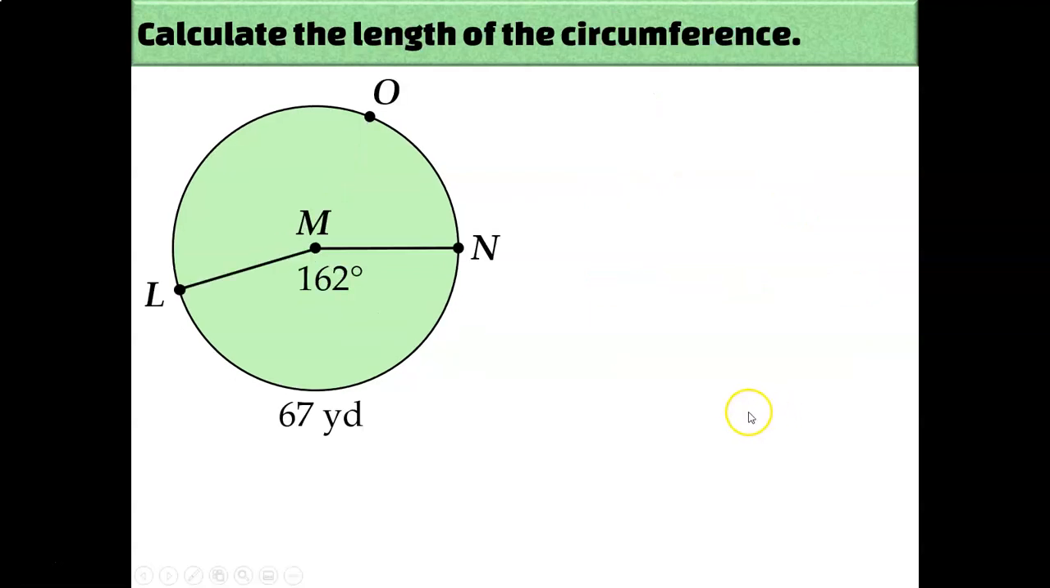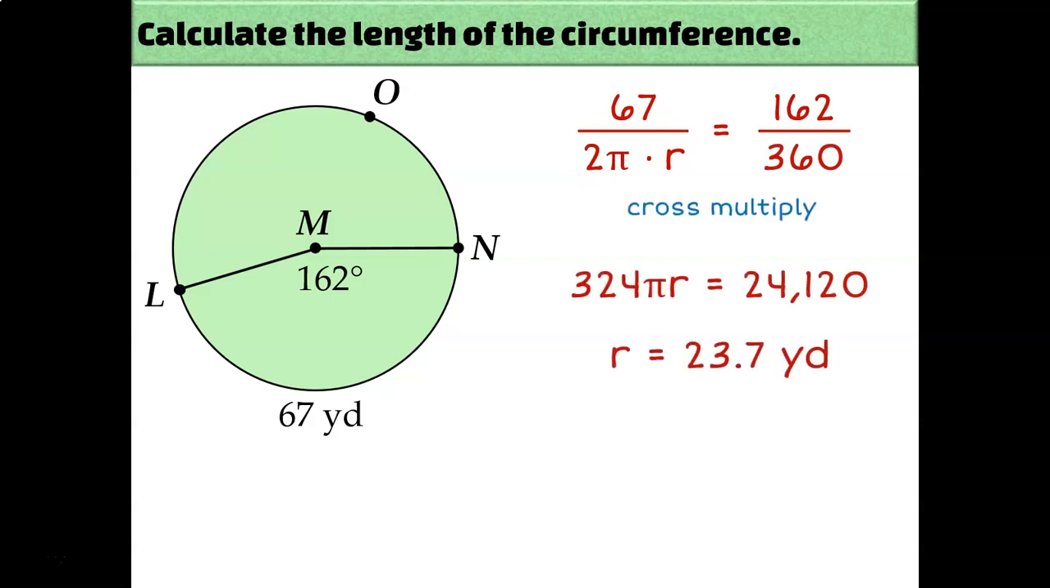We can even use this formula to calculate circumference if you're not given the radius. This time we're given the degree measure of this arc and the length of that arc, and we can use that to calculate the radius. And once we know the radius, we can calculate the entire circumference. So the length of the arc over 2 pi r, because I don't know what the radius is, I don't know what the circumference is, equals the degree measure of the arc over the degree measure of the entire circle. Cross multiply and solve, and I find out that r is 23.7 yards.